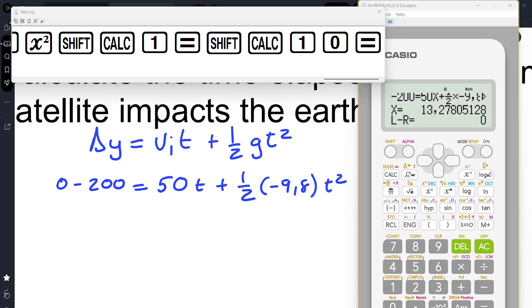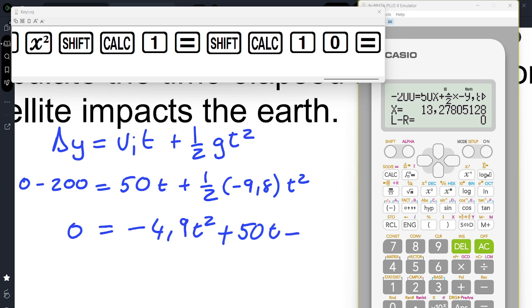quadratic. So we're going to make everything equal to 0, and then we just need our ax squared, bx squared, so on. So it's going to be negative 4.9 t squared plus 50t plus 200. Now to use this, we need to go get the quadratic equation.